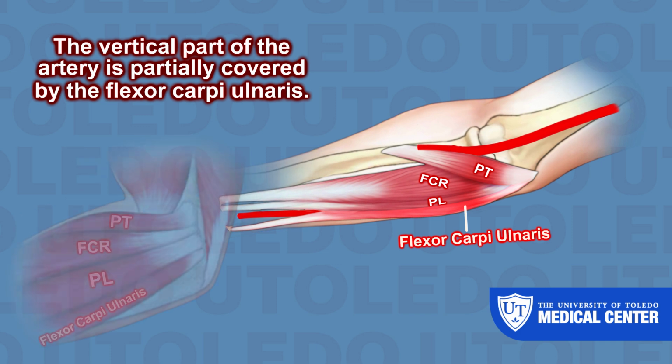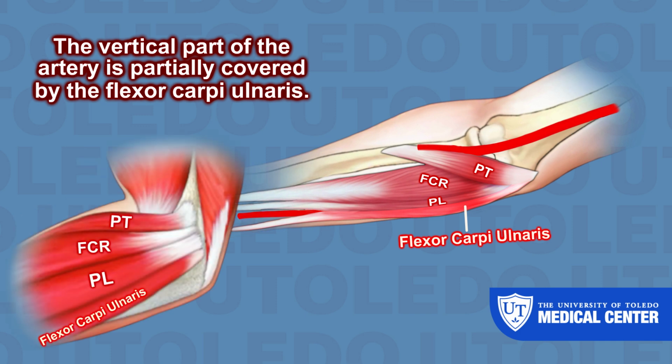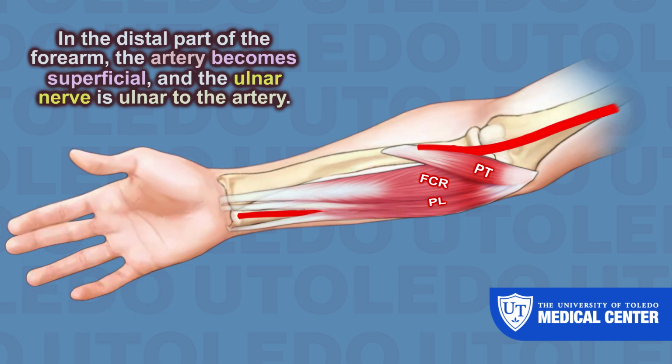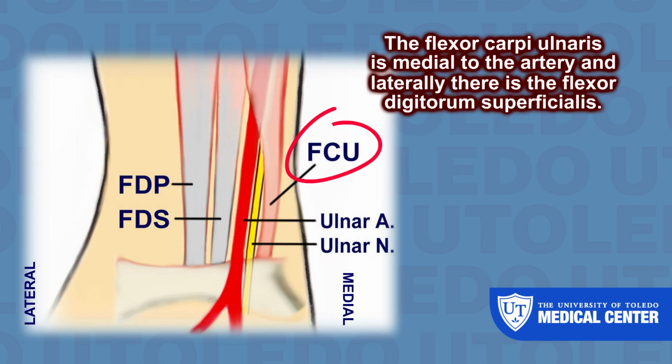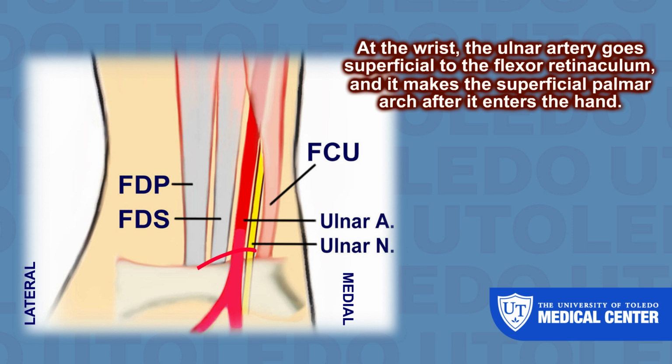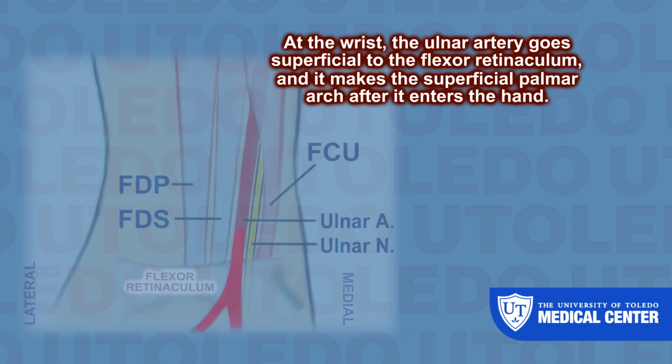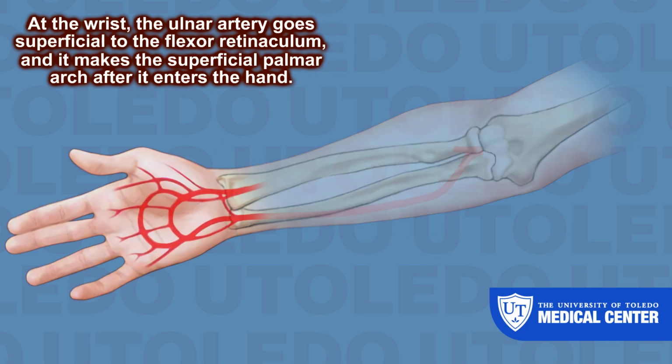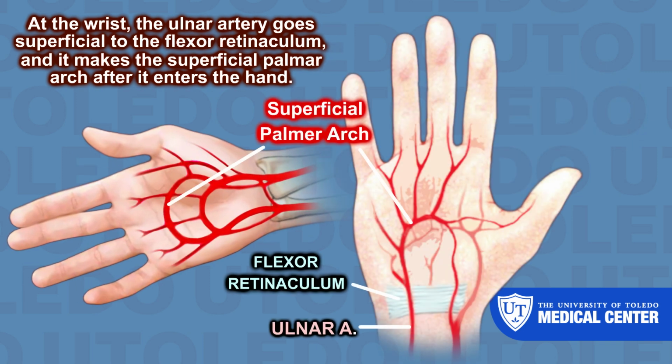The vertical part of the artery is partially covered by the flexor carpi ulnaris. In the distal part of the forearm, the artery becomes superficial, and the ulnar nerve is ulnar to the artery. The flexor carpi ulnaris is medial to the artery, and laterally there is the flexor digitorum superficialis muscle. At the wrist, the ulnar artery goes superficial to the flexor retinaculum, and it makes the superficial palmar arch after it enters the hand.